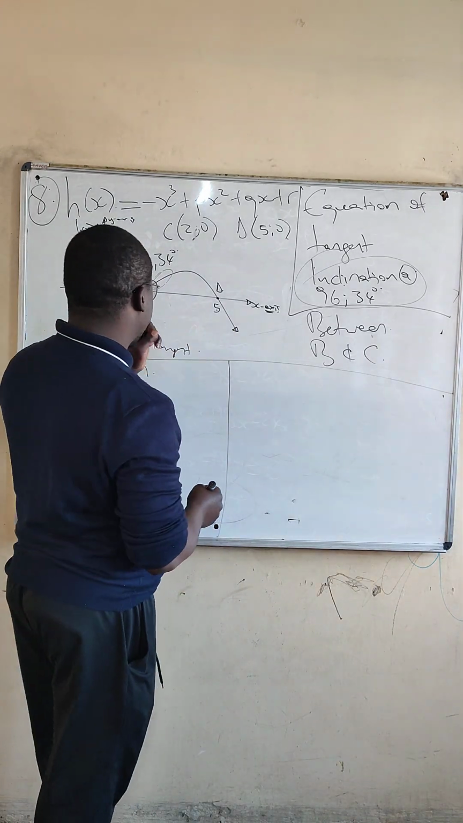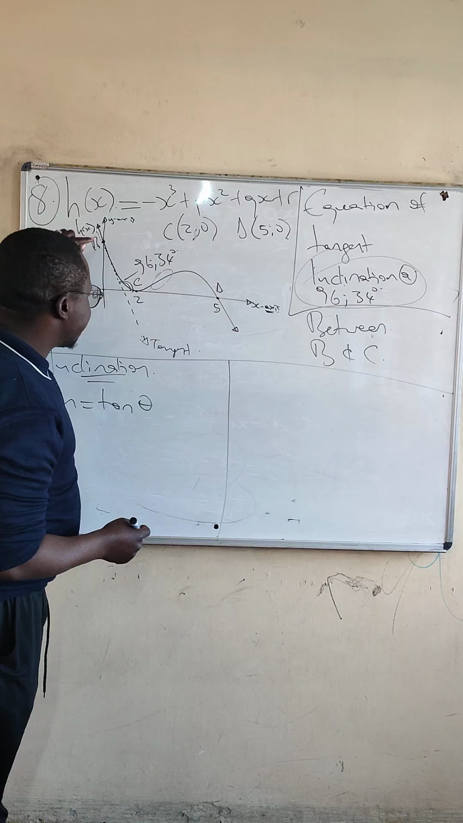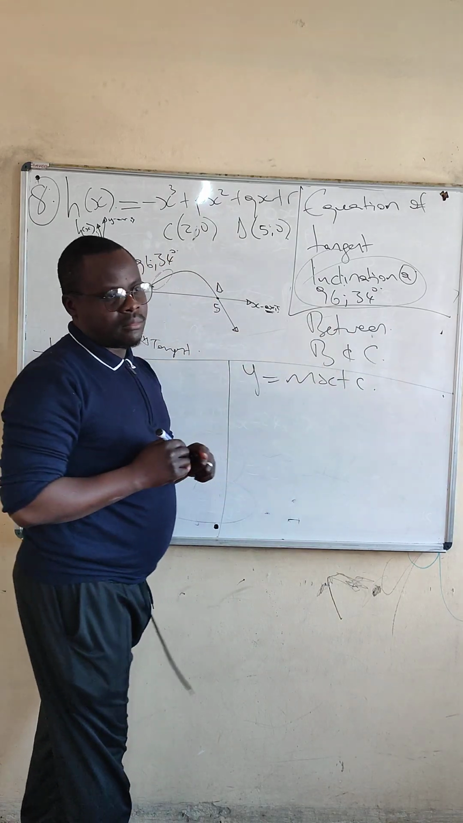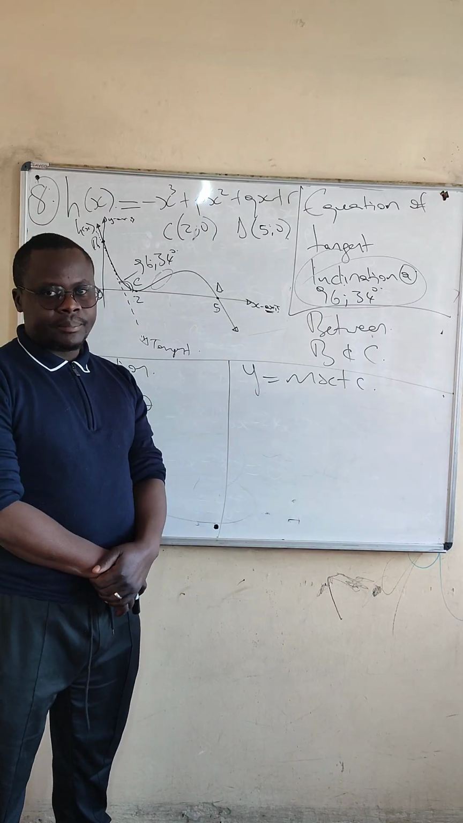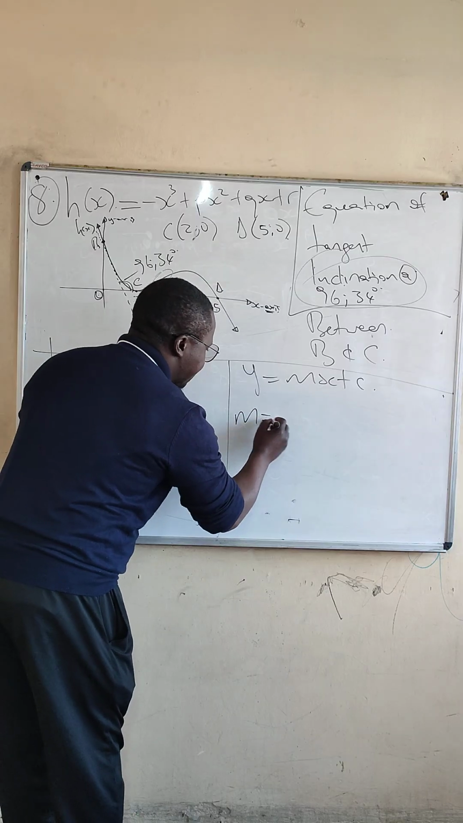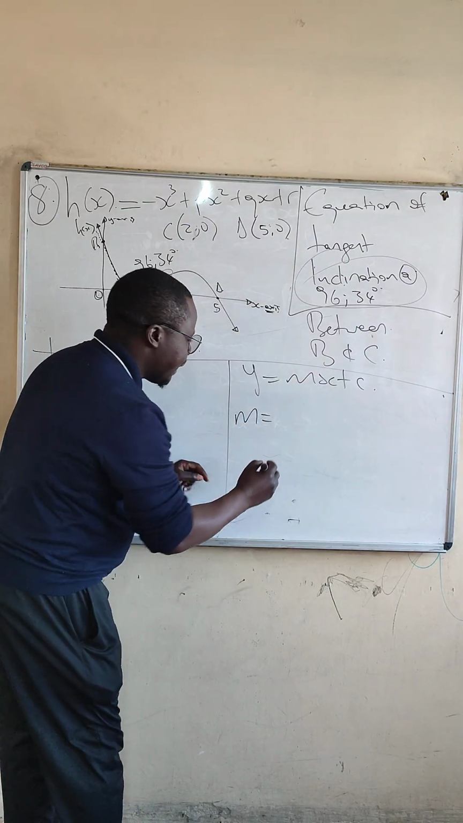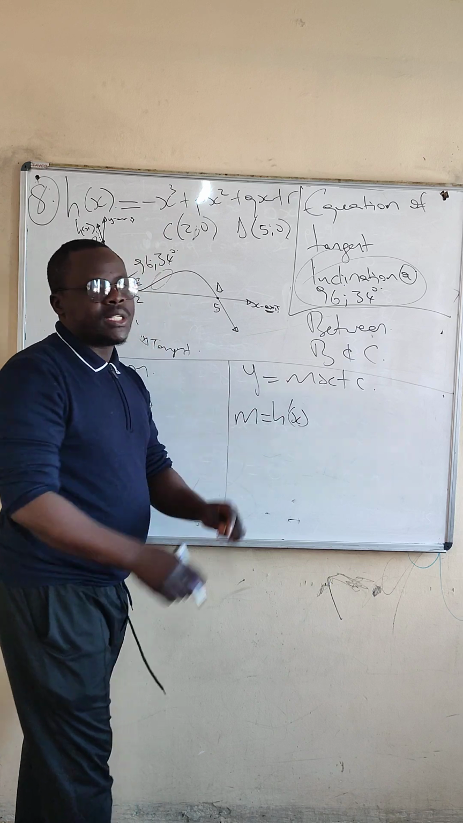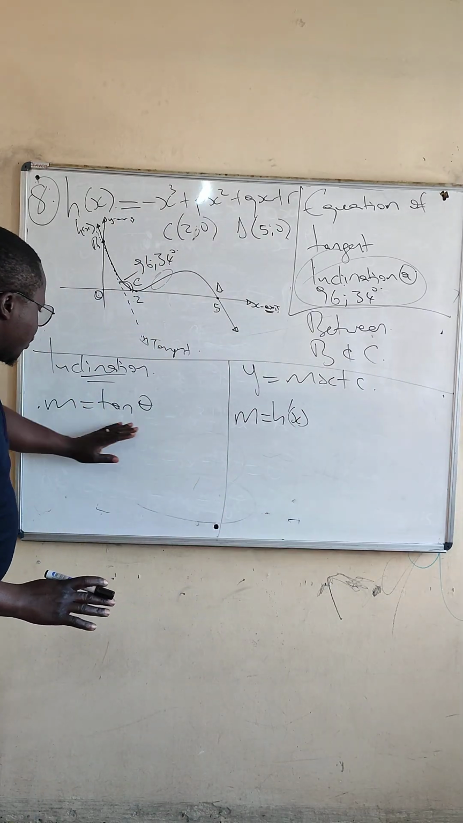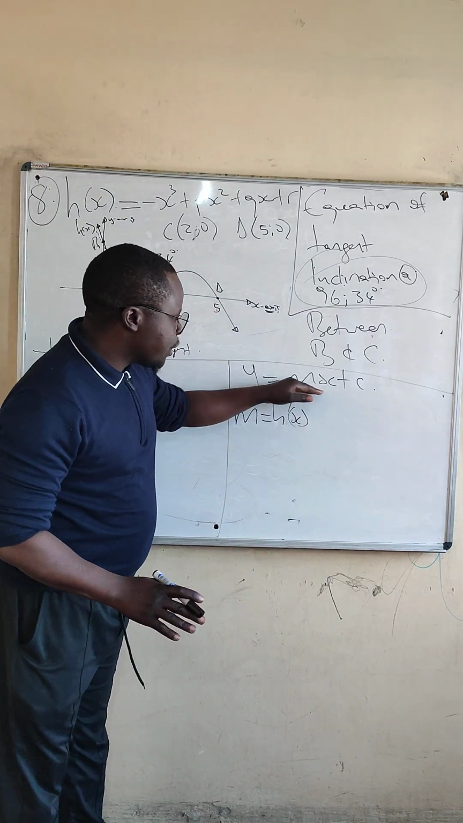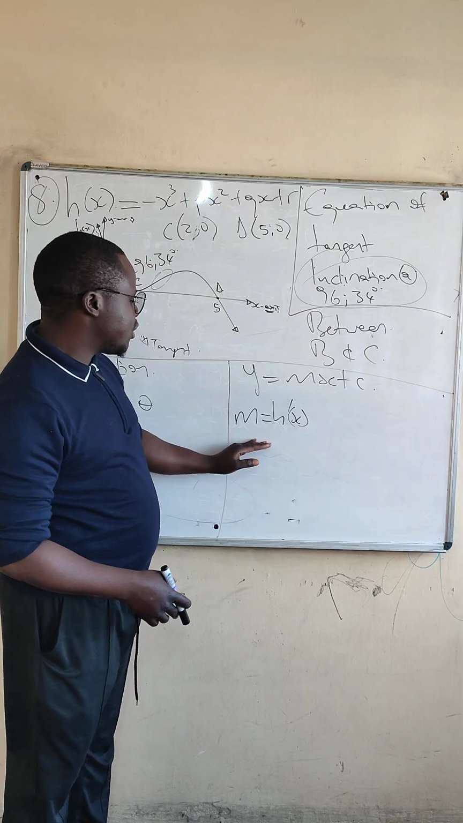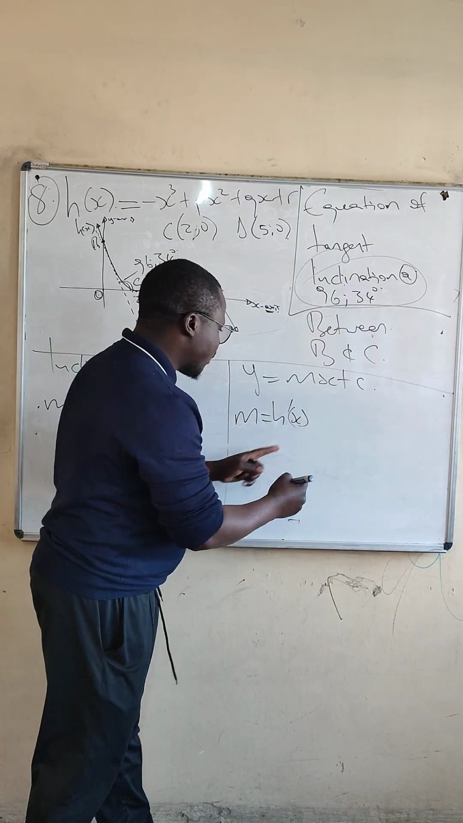Then we also need to understand that the equation of a tangent has a formula: y is equal to mx plus c. That's the equation of a tangent. And we know m represents what? Gradient. If m represents gradient, how do we find the gradient? Gradient is the derivative. So we have two things here. The inclination, m is equal to tan theta, and the format for the equation of a tangent, where m is the derivative, our dy over dx.